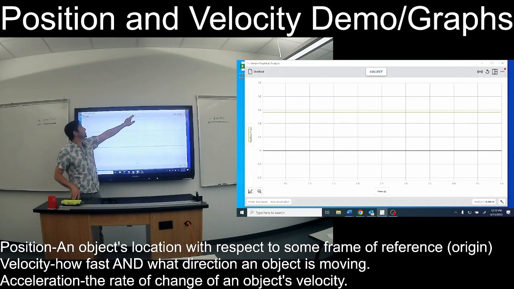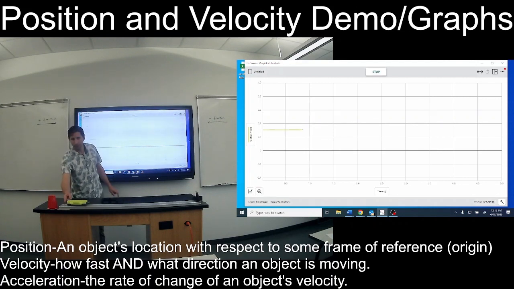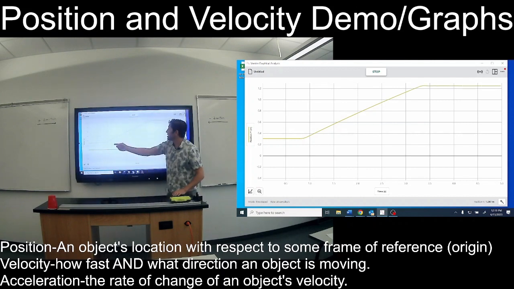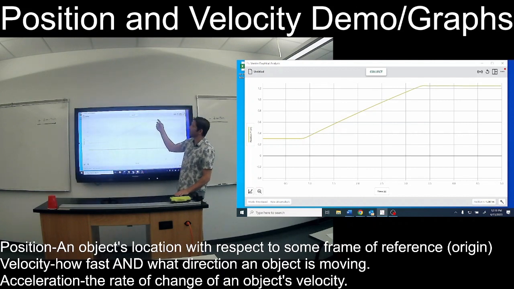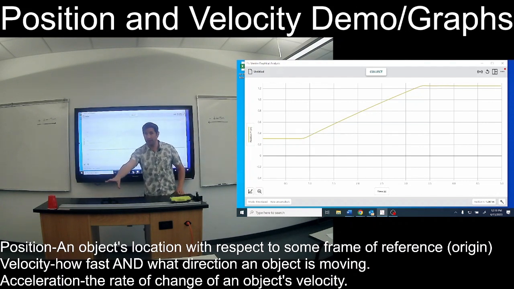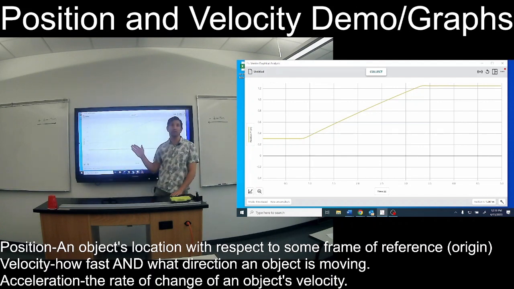So if we watch, we can see how the position increased over time, and you can see it increased very consistently there. So think about what that means. It was moving at a consistent pace in this direction. We could say the object has a positive velocity, a positive constant velocity, in fact, because this line is straight. It's not a curve or anything like that.